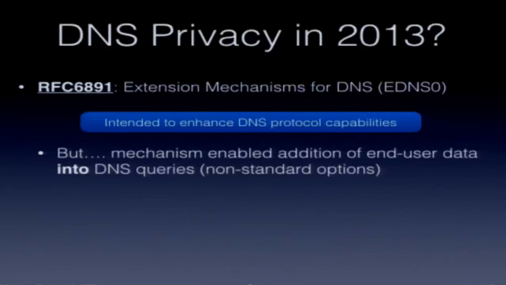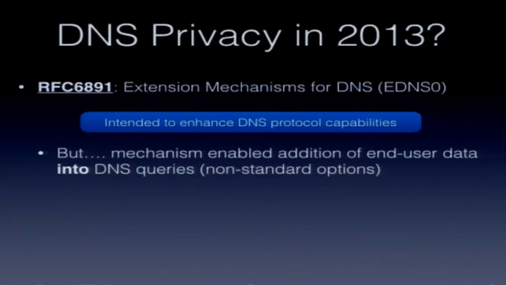Something else interesting happened just about this time frame as well, 2013. And that was the standardization of a mechanism called EDNS 0. Now, this was a really nice idea and something the DNS really needed. It enabled embedding information inside a DNS query that was flexible, it could contain capability options, it could allow clients and servers to negotiate things like path MTUs. It was great, the DNS needed it.